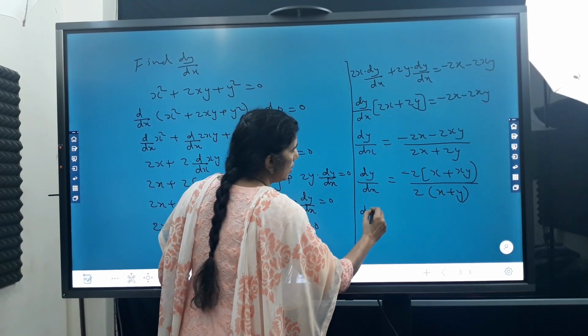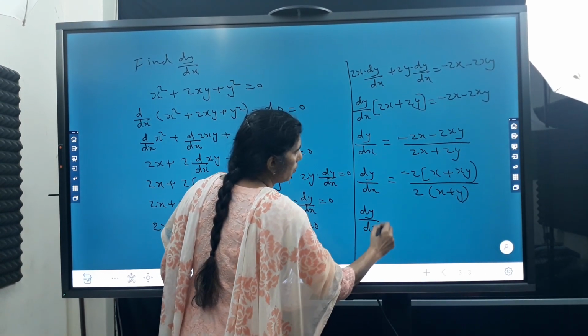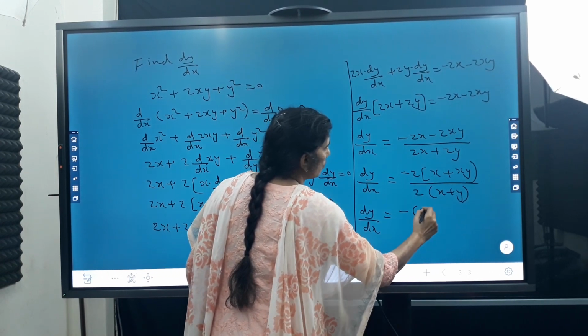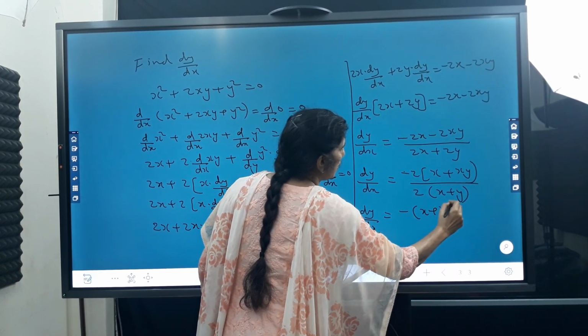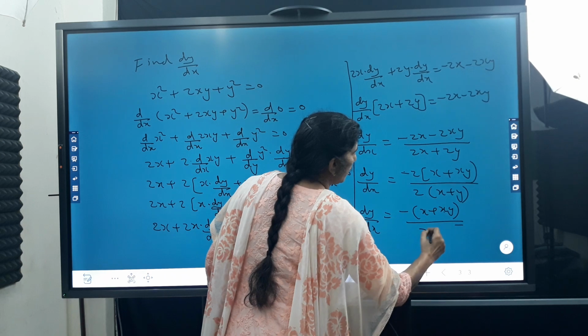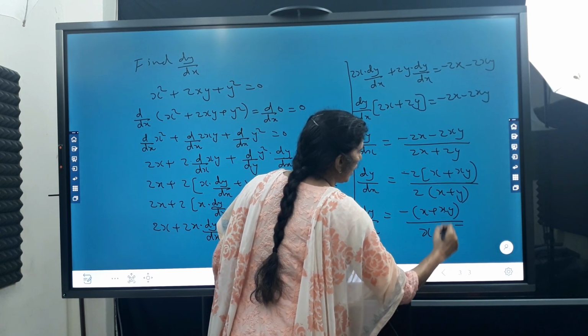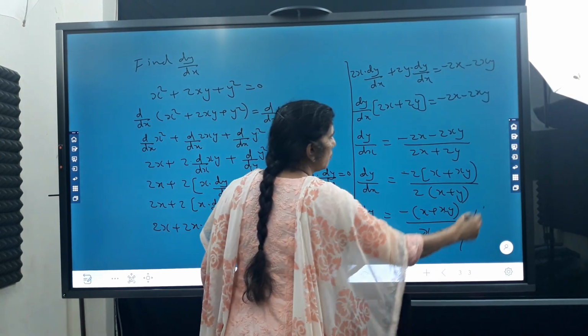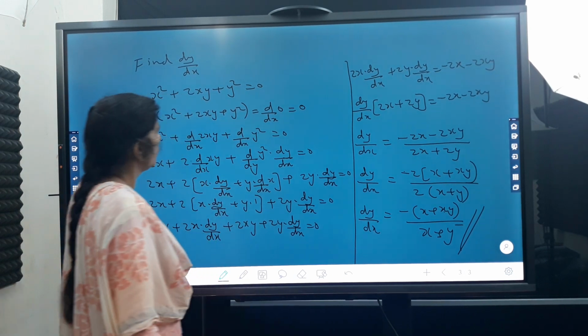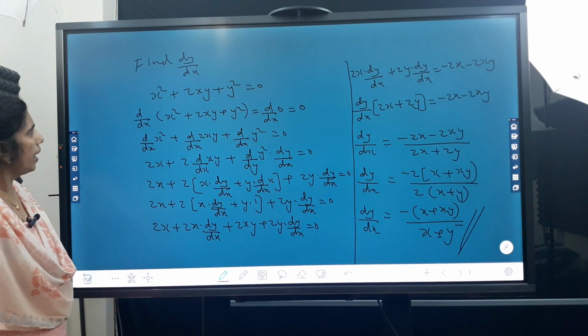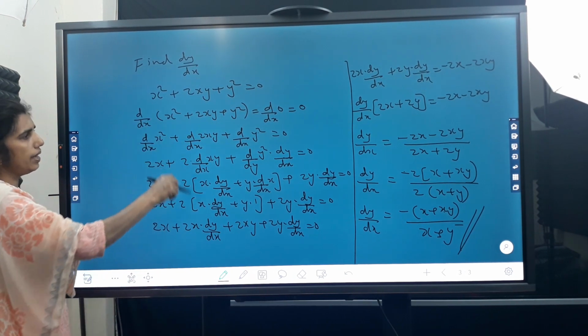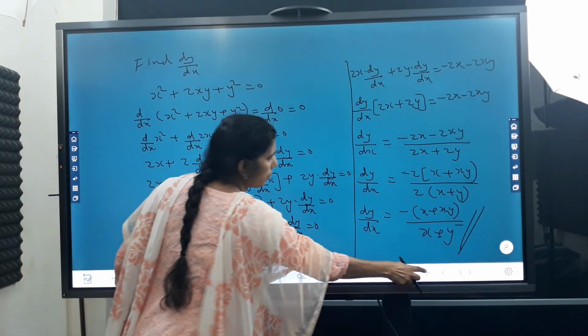That is dy by dx equal to minus of x plus xy divided by x plus y. So this is how we find dy by dx in this case. Let us take one more example.